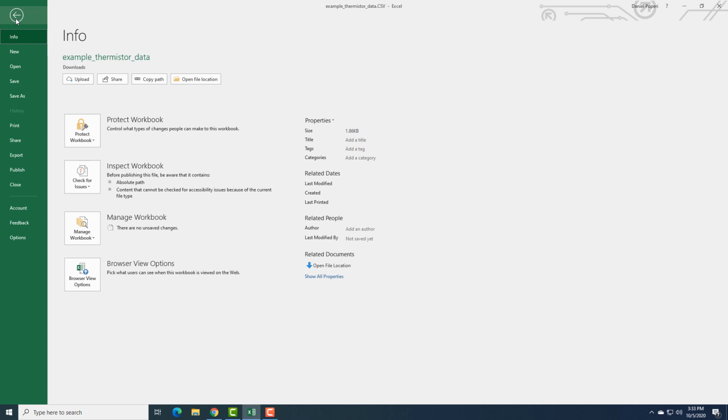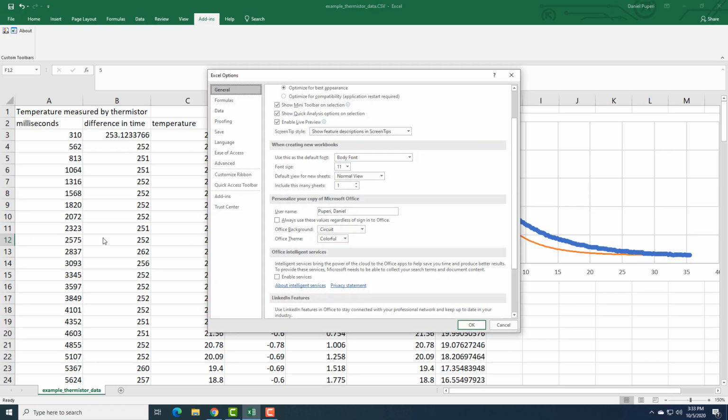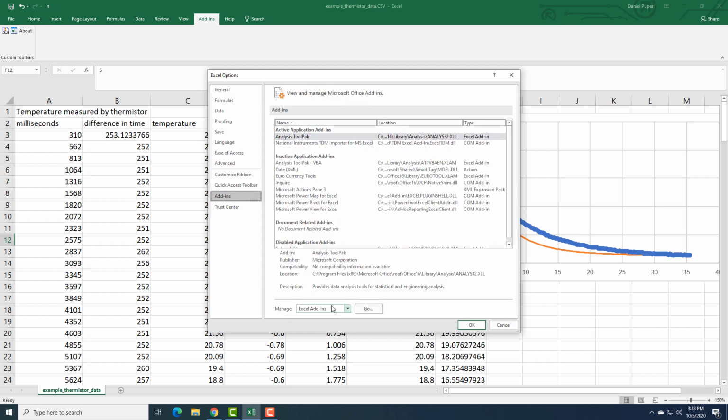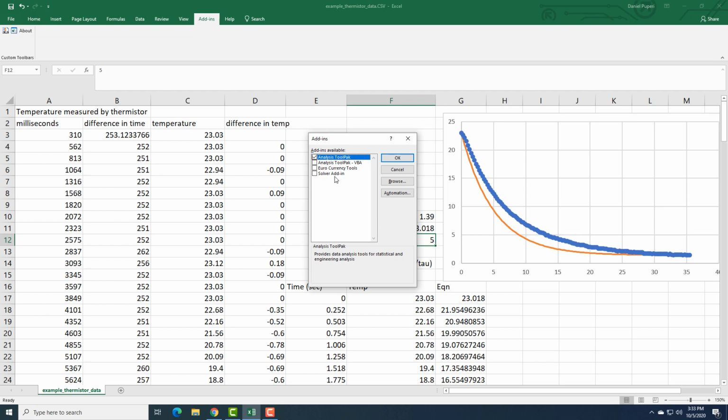You're looking for the solver add-in, right? So if we go to File and I go to Options, I go to my add-ins. You go to Manage your Excel add-ins. So I'm going to add my solver add-in in here. Oops, not the Euro conversion tools. So I'll hit OK.